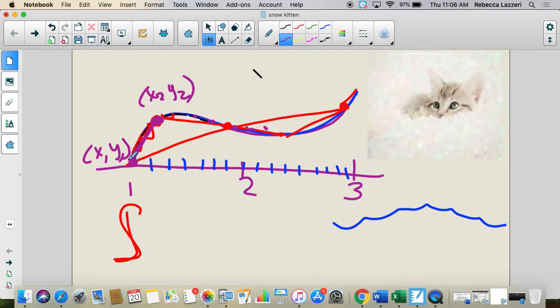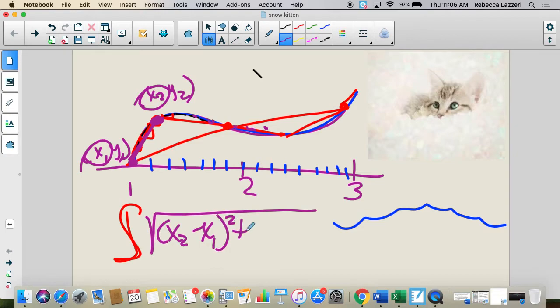Using the what formula? The distance formula. It's the square root of x2 minus x1 squared plus y2 minus y1 squared, and then you put on your superhero cape and add them all up from wherever you're going, A to B.